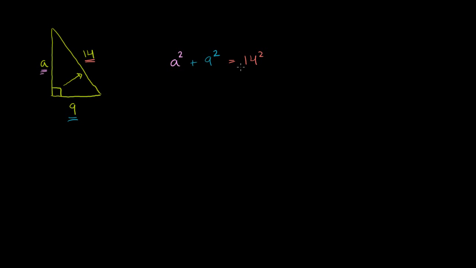And from here, we just have to solve for a. So we get a squared plus 81 is equal to 14 squared. And in case we don't know what that is, let's just multiply it out. 14 times 14. 4 times 4 is 16. 4 times 1 is 4, plus 1 is 5. Stick a 0 there. 1 times 4 is 4. 1 times 1 is 1. 6 plus 0 is 6. 5 plus 4 is 9. Bring down the 1. It's 196. So a squared plus 81 is equal to 14 squared, which is 196.